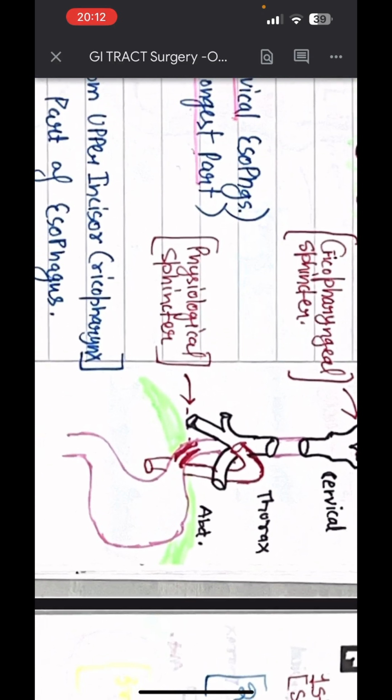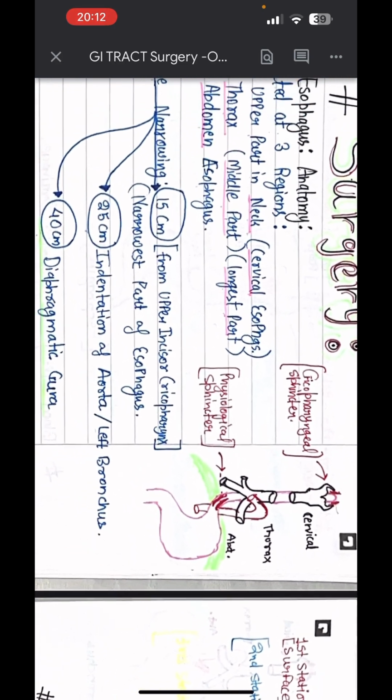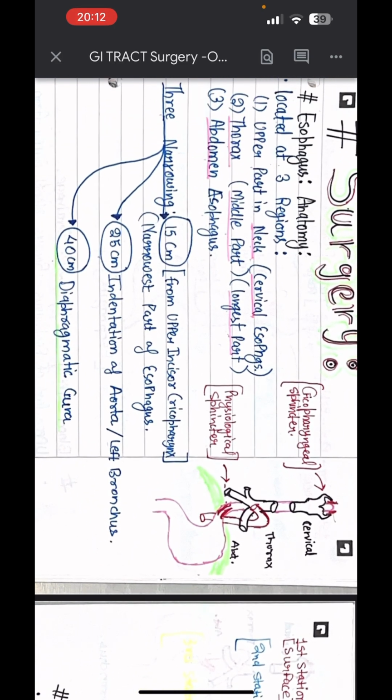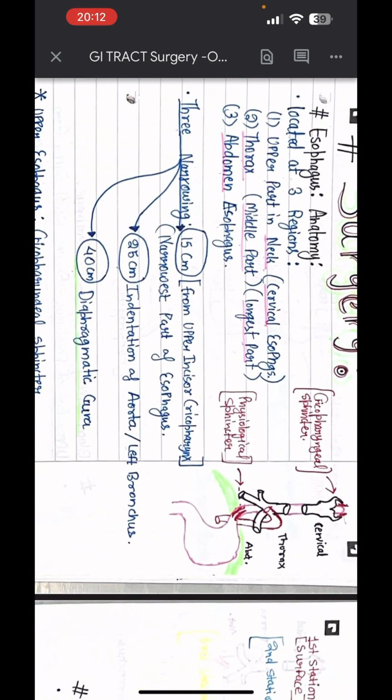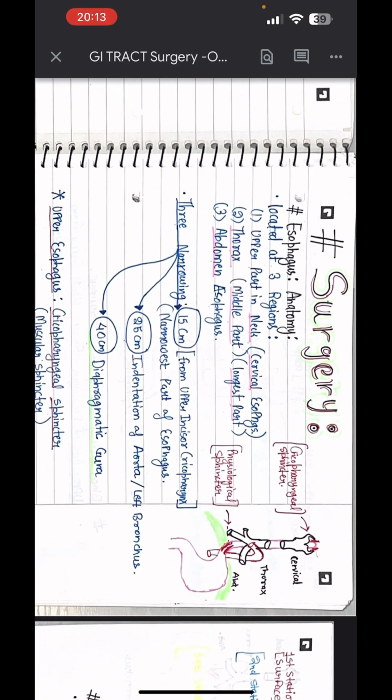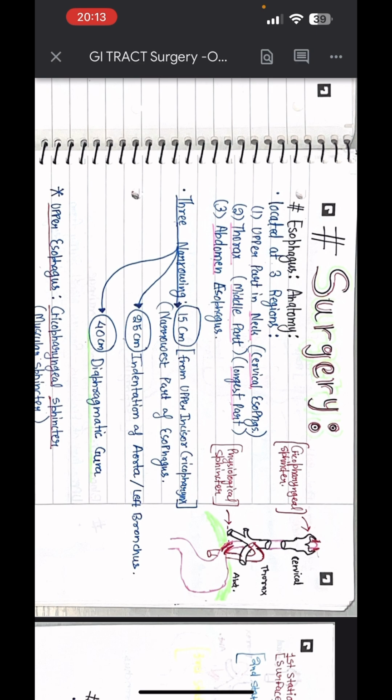Here you can see the indentation of the aorta, which simply means that the aorta is going from the front part, the anterior part, to the posterior part. The aorta is going something like this. I hope you will remember this, don't worry. The third narrowing is at about 40 centimeters from the cricopharynx. Remember, we are going to measure all of the narrowings from the cricopharyngeal sphincter, which is a muscular sphincter and also known as the upper sphincter of the esophagus.